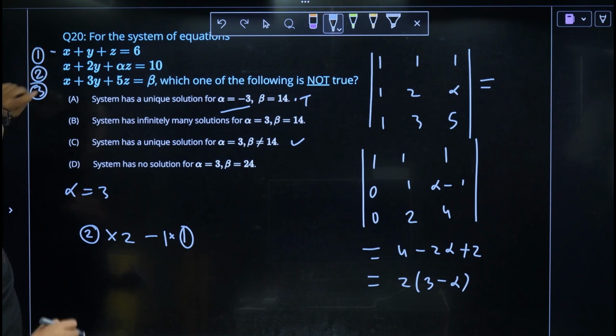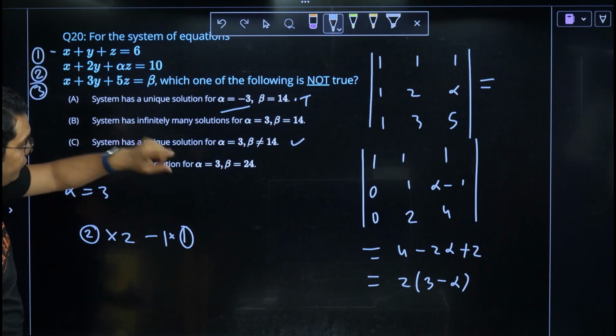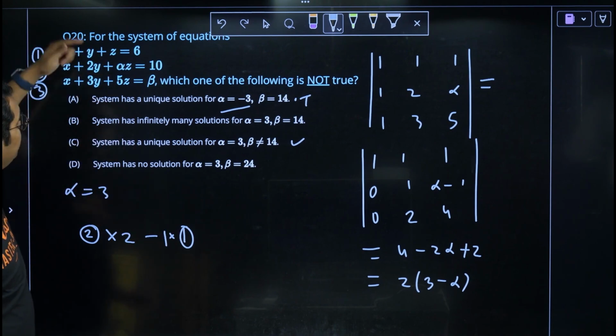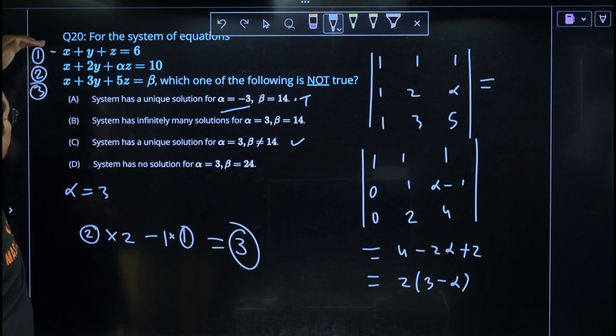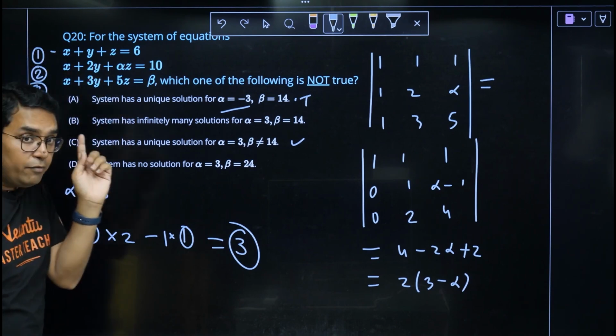2 minus 1, 1 here. 2 into 2, 4 minus 1. Why? The coefficient is also matching. And if alpha is 3, 2 into 3, 6 minus 1 is also giving you 5. So it is actually like a family of equations. We are getting equation 3 with the help of 1 and 2, multiplying 2 by 2, 1 by 1 and subtracting, getting you 3. But wait.